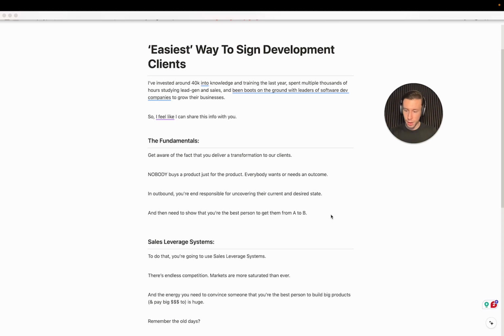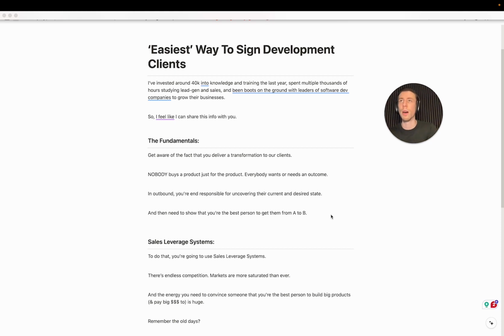No one invests 50, 150, 500K into something that they don't need or something that they like. Of course, there are people that do so, but what B2B business does that? Essentially, probably no one. They buy for a specific reason. They want that outcome.